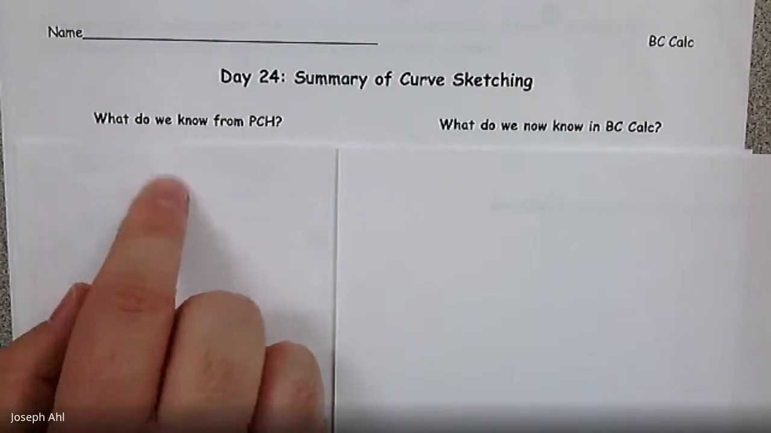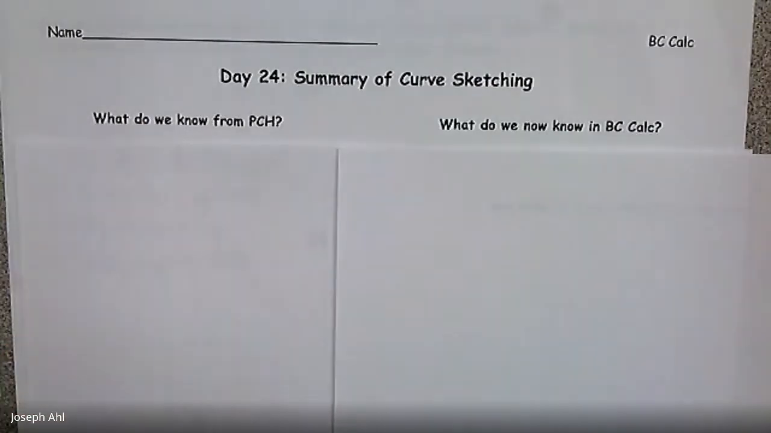What are some of the things that you can identify that would help to make our sketch as accurate as possible? And then what are some of the things that we've now learned in BC Calc this year that will help us just to even make our sketches that much more complete and accurate? So like I said, hit pause because I'm going to go through my list here in just a second, see how many things you can list in each of those columns.